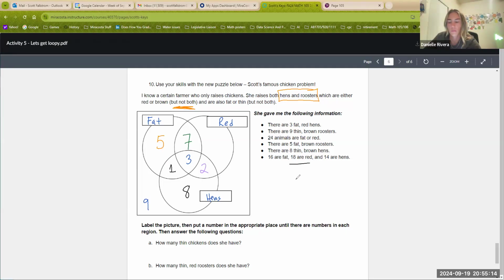And then it would be 6. How'd you get 6? Just talk me through it so I understand. So I added 7 plus 3 plus 2 because they're all included in the red, and that gave me 12. And then I did 18 minus 12. All right.